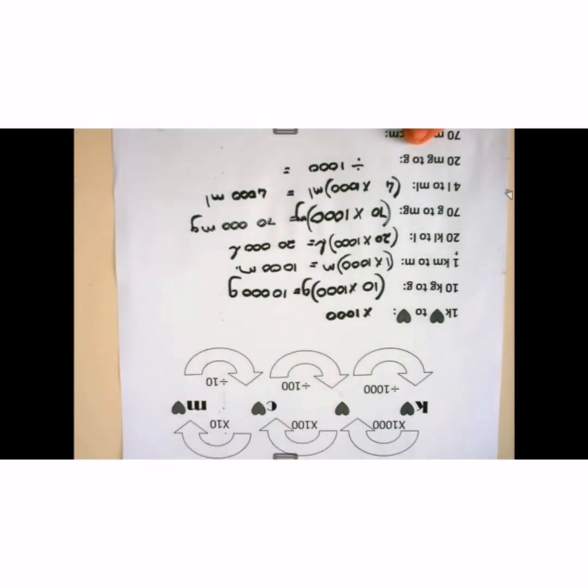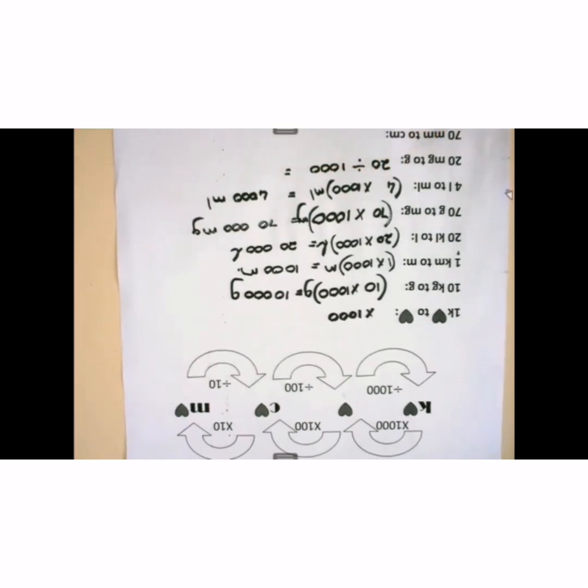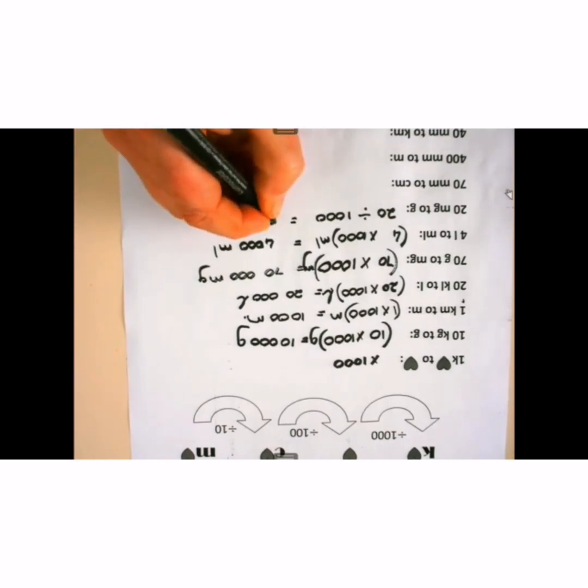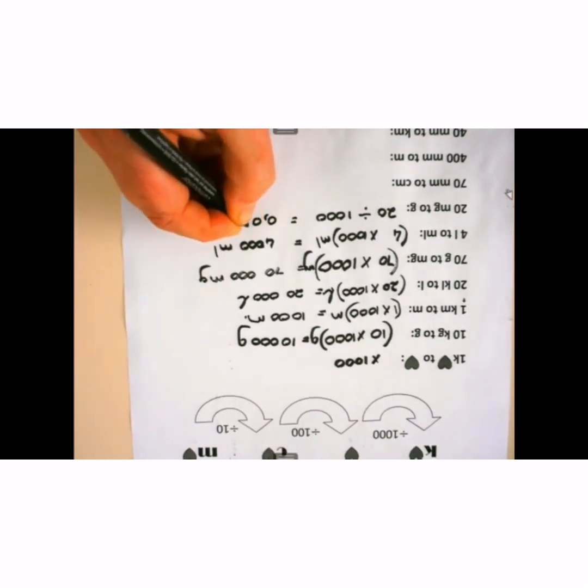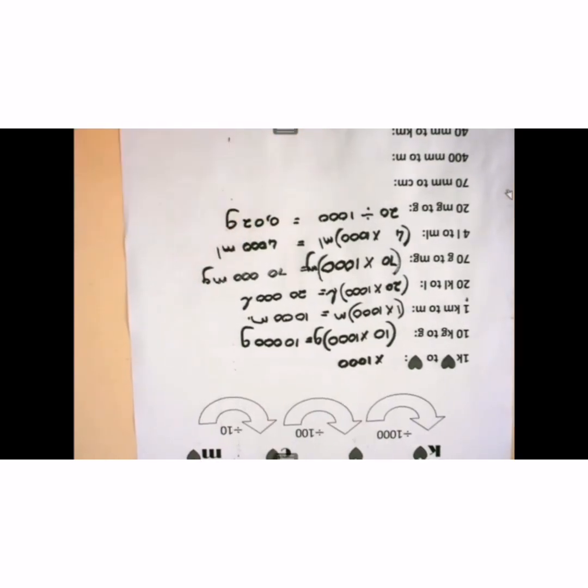So for 20 milligram to go to gram, I need to say 20 divided by 1,000. Now, if you are not comfortable doing this by hand, you can go and use your calculator and do it. Otherwise, if you are comfortable, you will know that this is 0.02 gram. I will suggest that you use your calculator to be sure that what you are doing is correct.